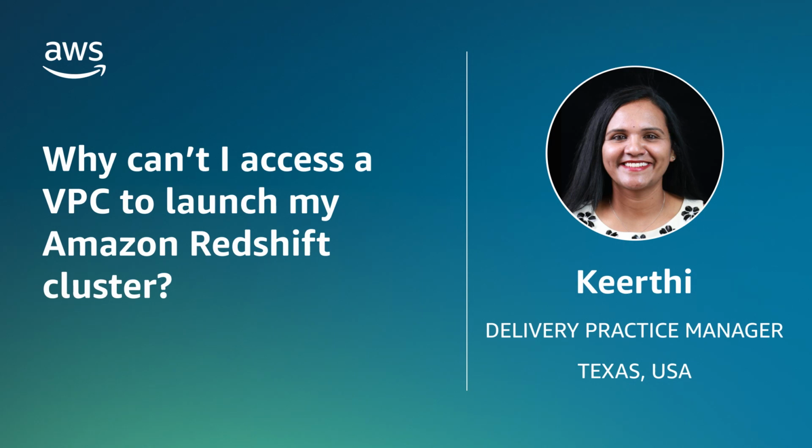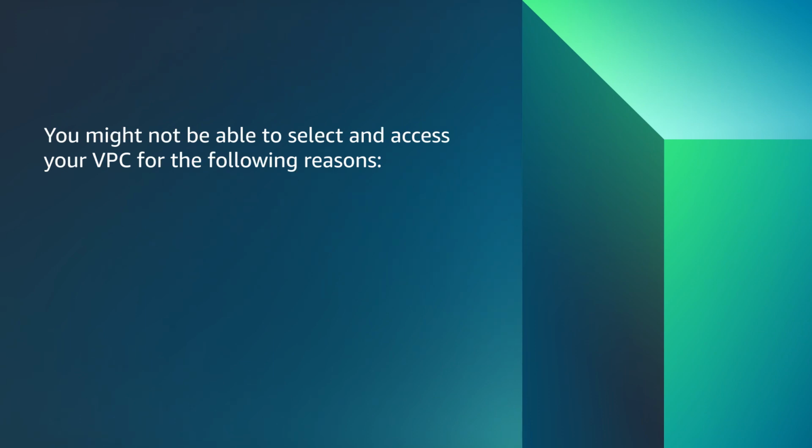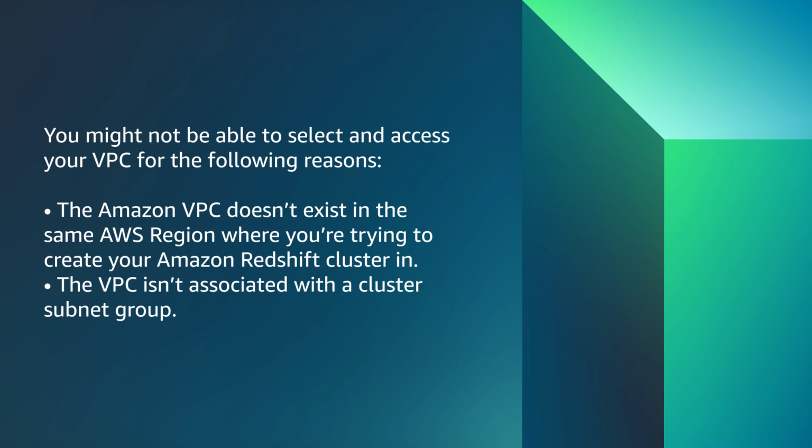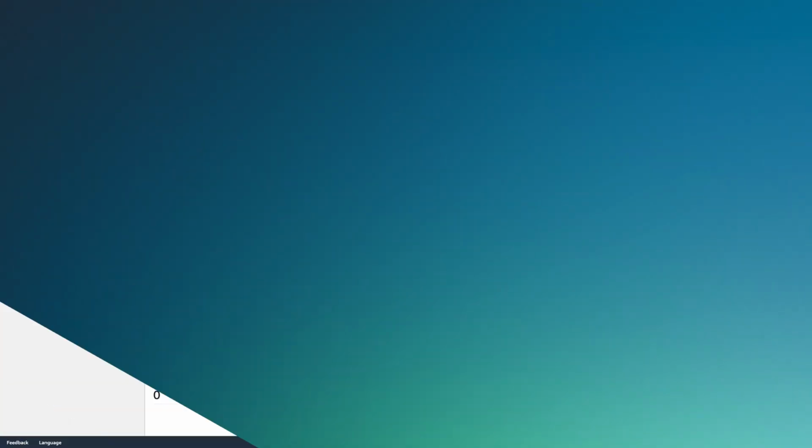Today, I'm going to show you how to launch an Amazon Redshift cluster in a specific Amazon Virtual Private Cloud. Let's get started. You might not be able to select and access your VPC for the following reasons. The Amazon VPC doesn't exist in the same AWS region where you're trying to create your Amazon Redshift cluster in. The VPC isn't associated with a cluster subnet group. Let's see how to launch an Amazon Redshift cluster in a VPC.